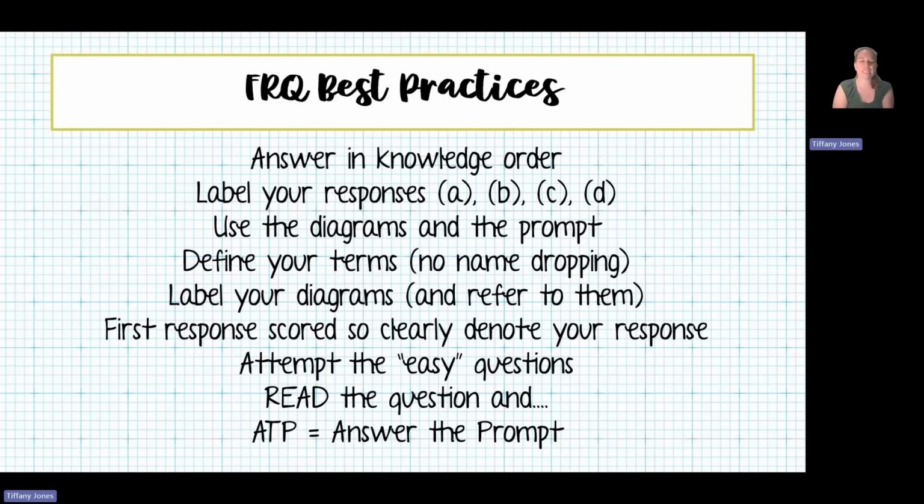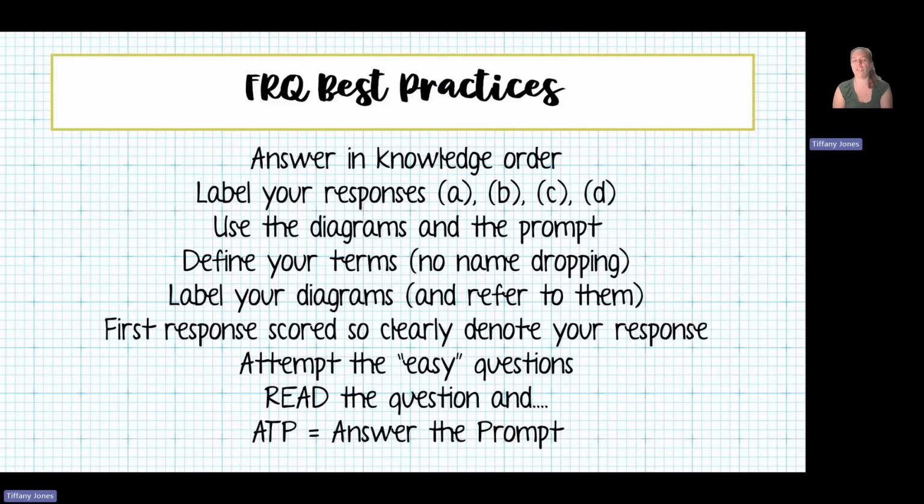You always want to attempt the easy questions. And when I say easy, I mean experimental design questions are easy questions. You should be able to tell us the independent variable, dependent variable, a control, a null hypothesis. Those aren't designed as hard questions. So those are our easy questions. You should be able to do a graph. You should be able to at least put something on the diagram. Even if you didn't put the right answer, you need to at least attempt to answer these easy questions.